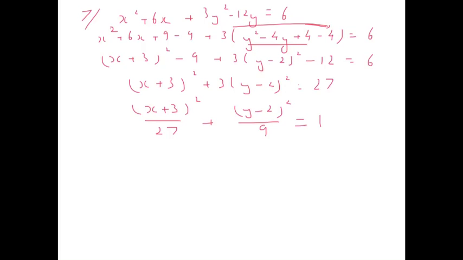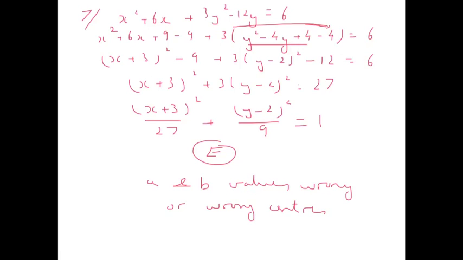So that matches E. And of course, each of these other options I would explain either they've got the A and B values wrong, or they've got the wrong centers. So each other one could be rejected by wrong center or wrong A or B value. And that's enough to explain question 7.